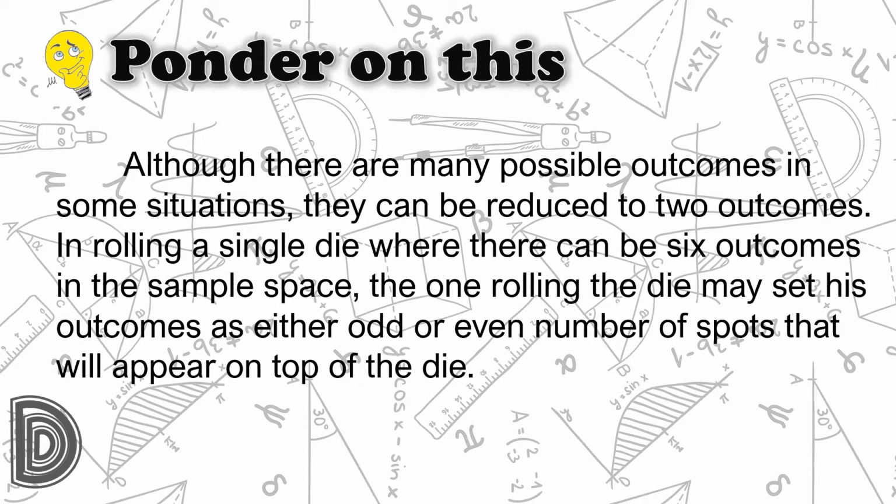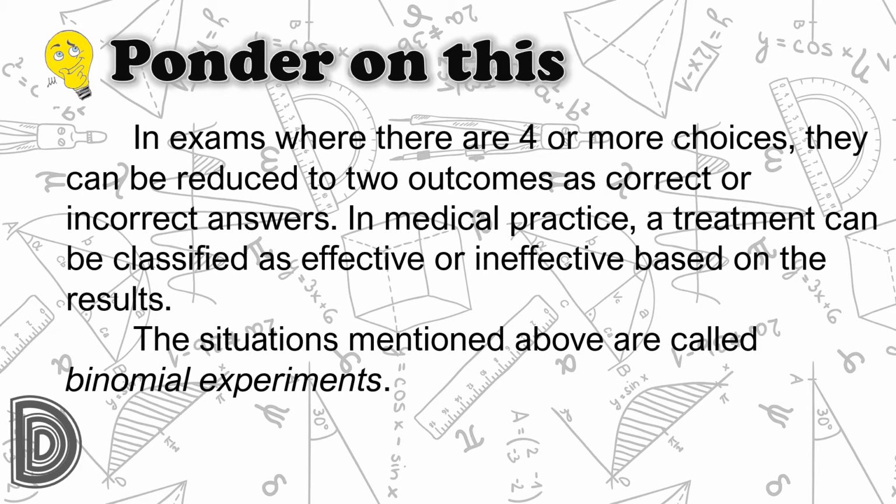Although there are many possible outcomes in some situations, they can be reduced to two outcomes. In rolling a single die where there can be 6 outcomes in the sample space, the one rolling the die may set his outcomes as either odd or even number of spots that will appear on top of the die. In exams where there are 4 or more choices, they can be reduced to 2 outcomes as correct or incorrect answers. In medical practice, a treatment can be classified as effective or ineffective based on the results. The situations mentioned above are called binomial experiments.